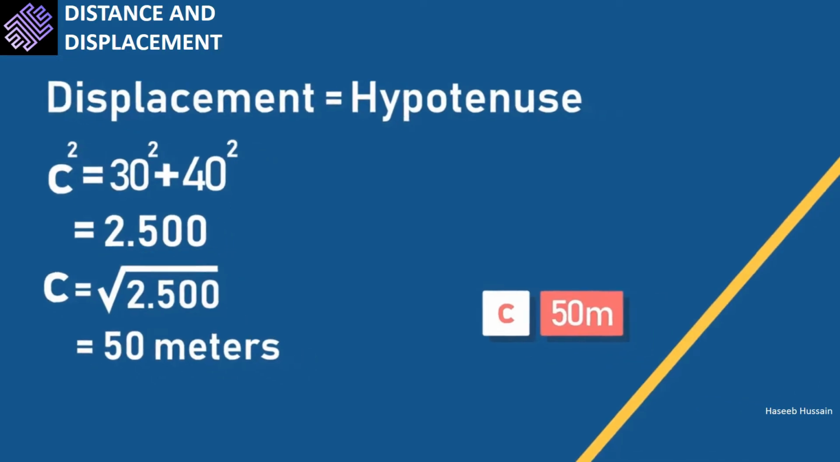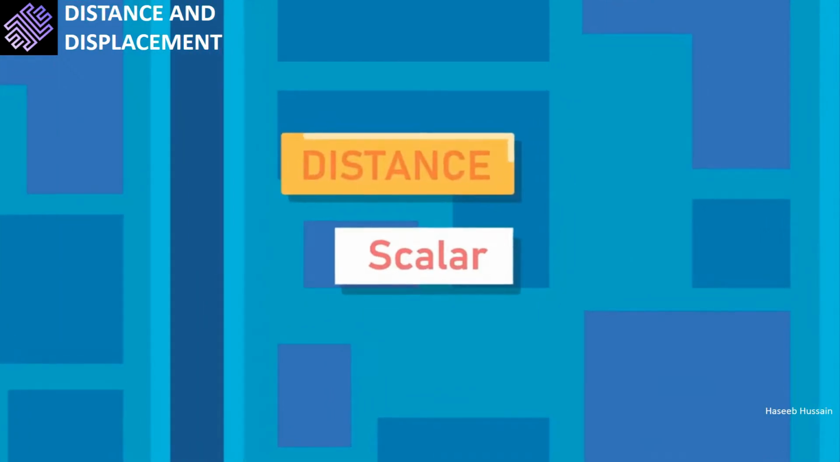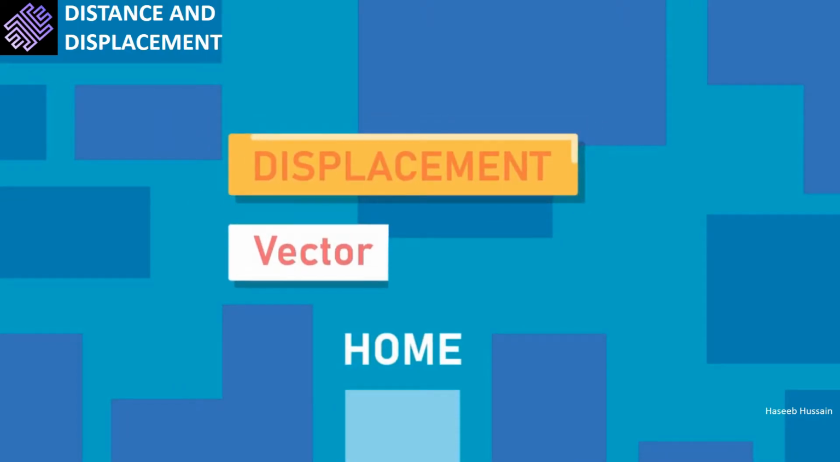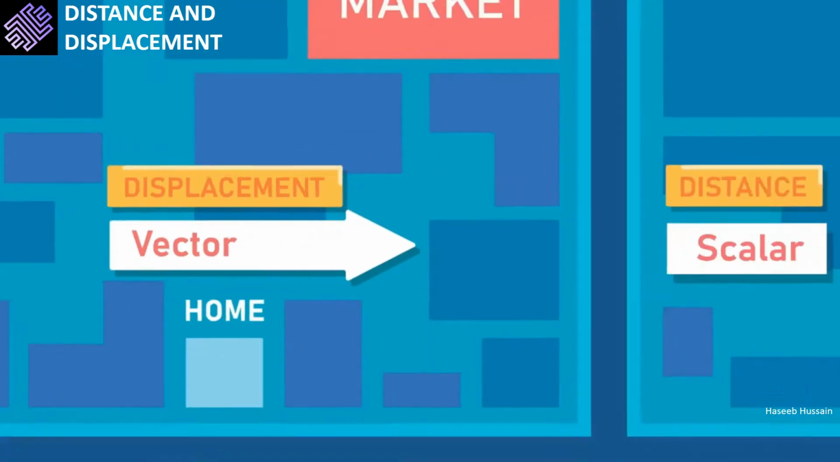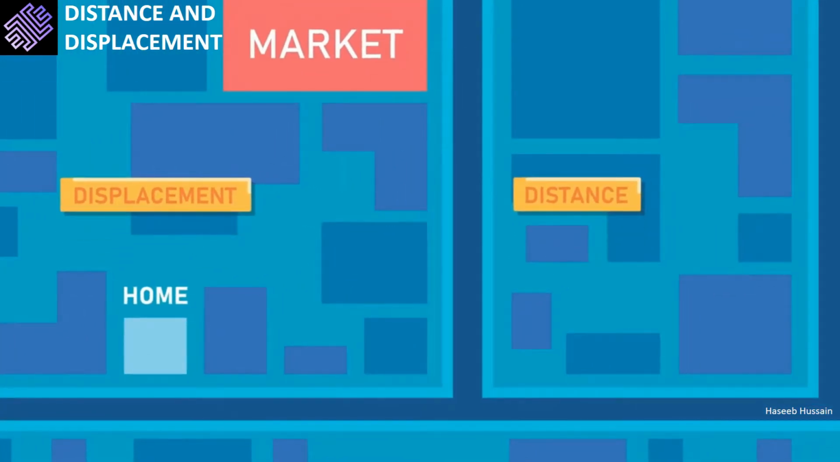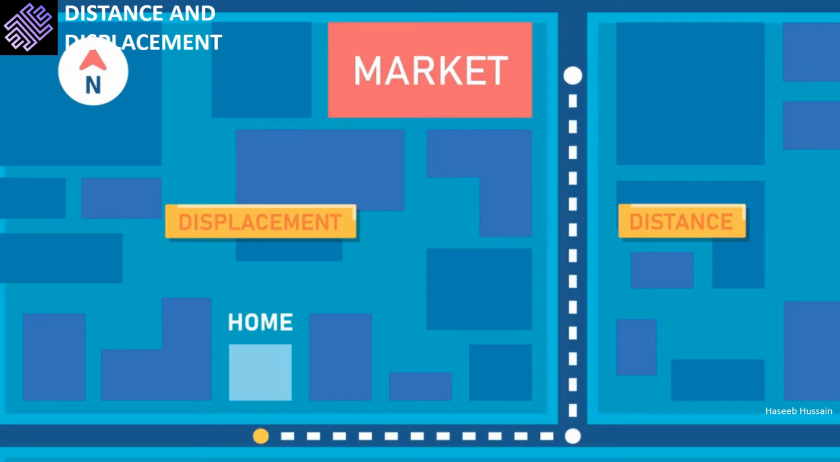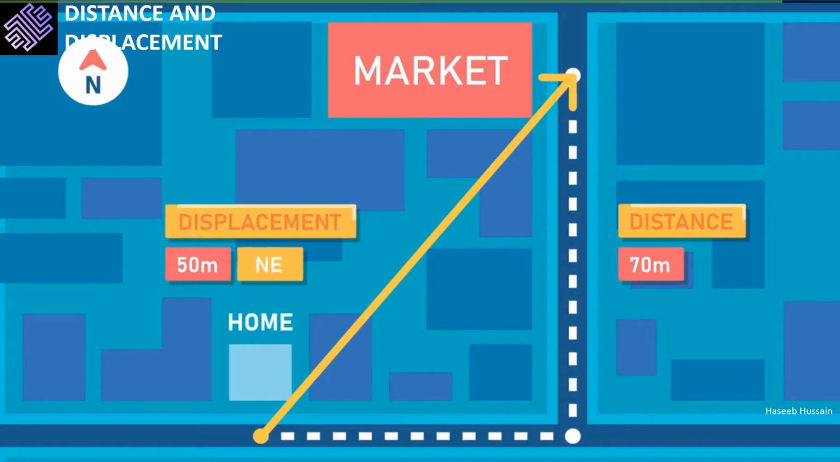The other difference between distance and displacement is that distance is a scalar quantity, which means it only measures magnitude, while displacement is a vector quantity, which includes both magnitude and direction. So when talking about displacement, we also need to mention its direction. Therefore, the distance is 70 meters and the displacement is 50 meters northeast.